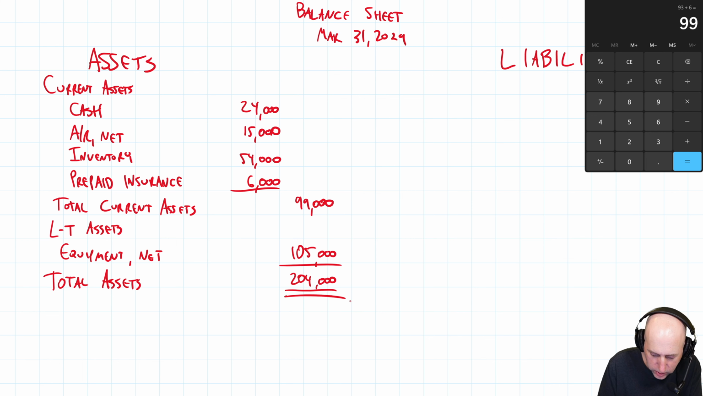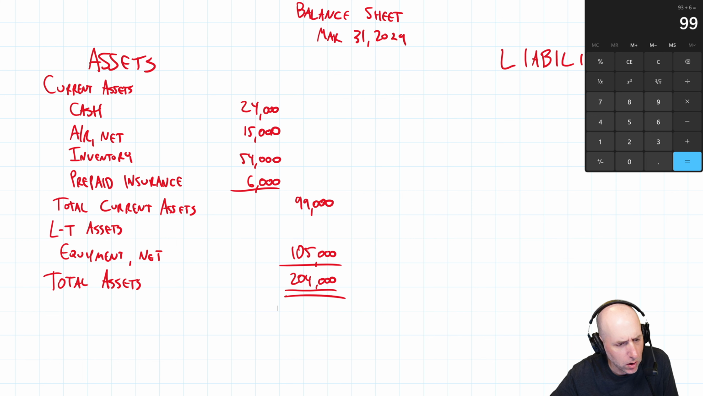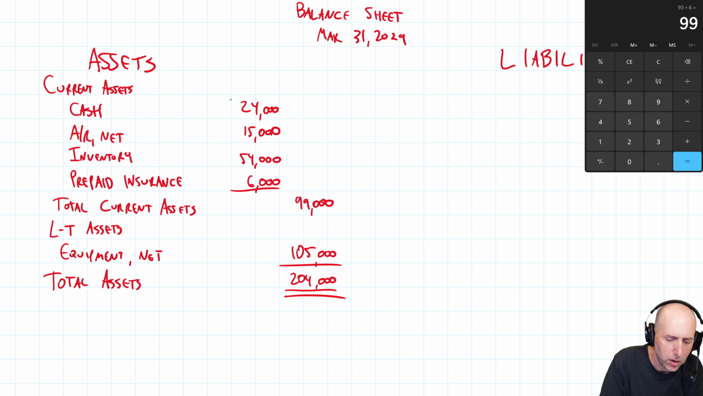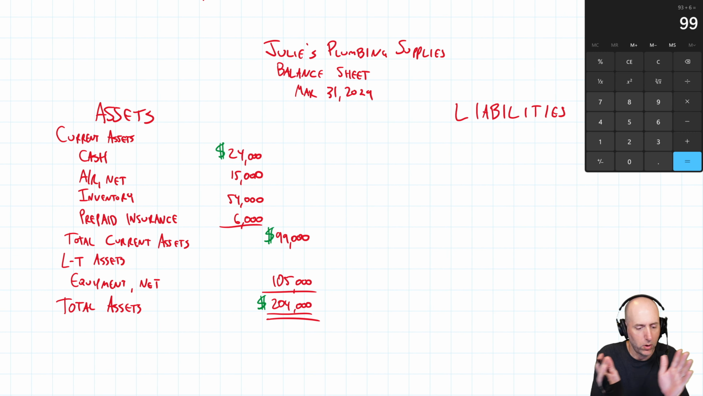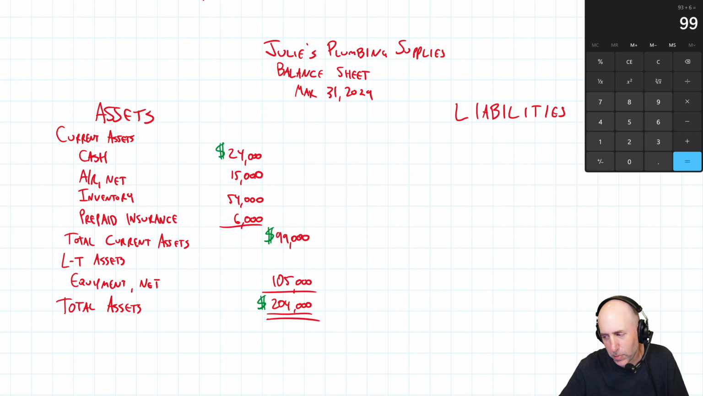This gets a double underline. I need some dollar signs as well. Dollar sign at the top of each column. Dollar sign beside anything double underlined. And there we have the left side of our balance sheet complete.